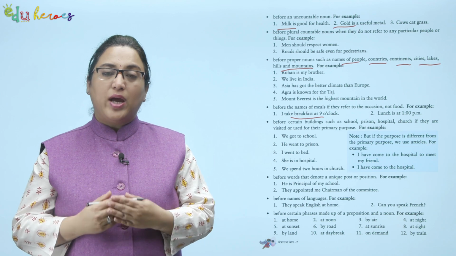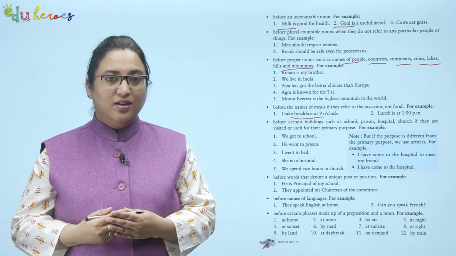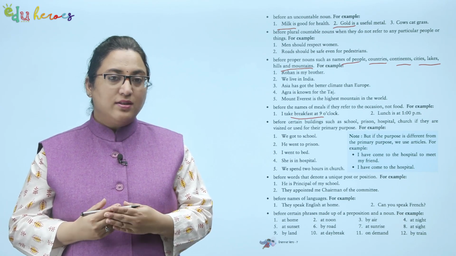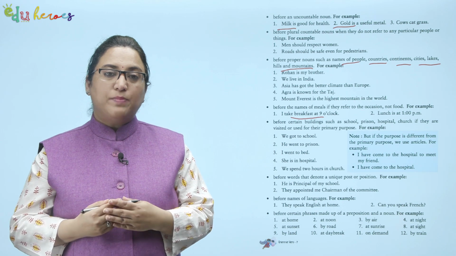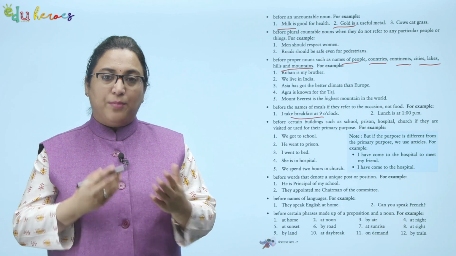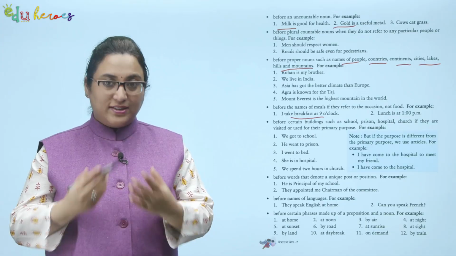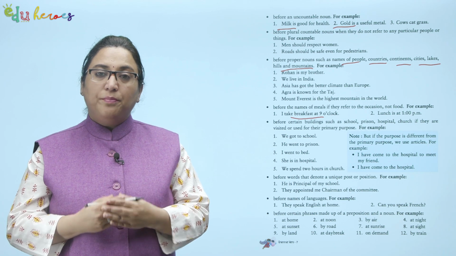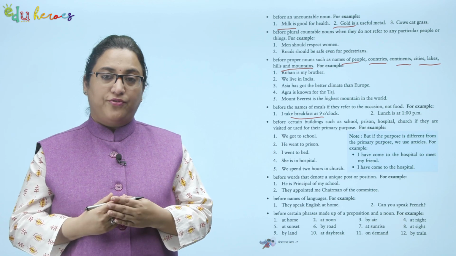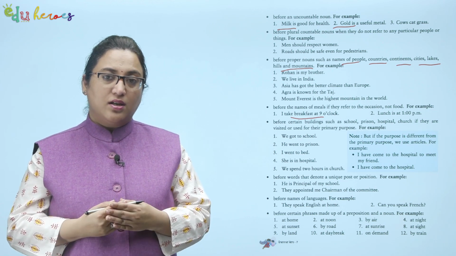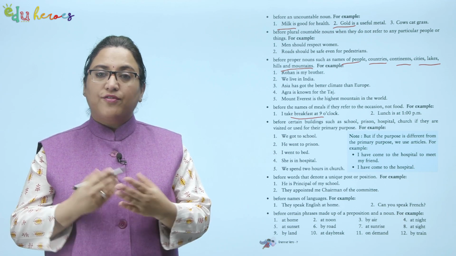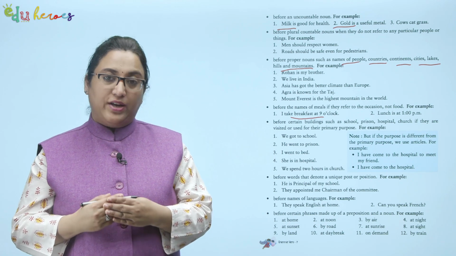Children, the rule of omission also applies before certain buildings such as school, prison, hospital, church if they are visited or used for their primary purpose. For example, we go to school, he went to prison, I went to bed, she is in hospital, we spent 2 hours in church. So, it's quite obvious here that they are used for their primary purpose, for which they are meant to be.